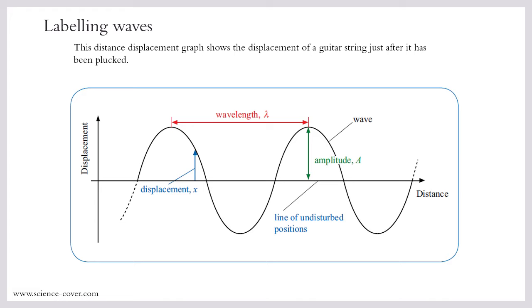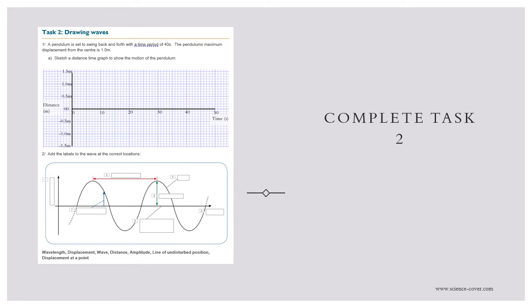The amplitude is marked out by the green arrow, and we can measure this from the central 0 line to the peak of the wave. The wavelength is marked by the red arrow. We can see that this travels from one peak to the next peak. Pause the video now and complete task 2.